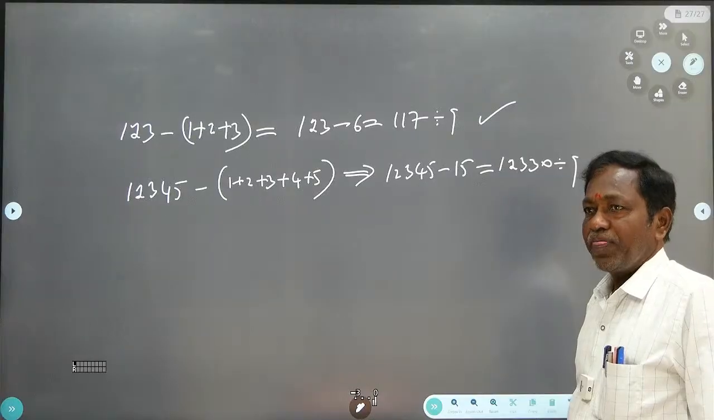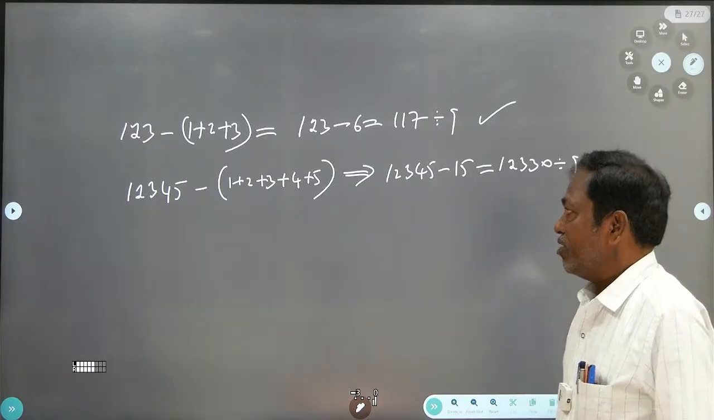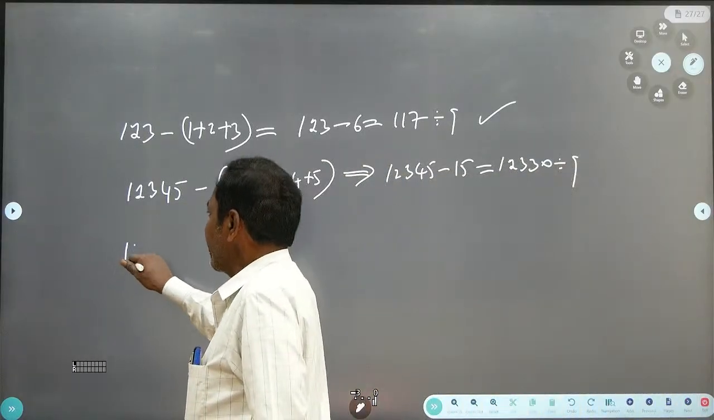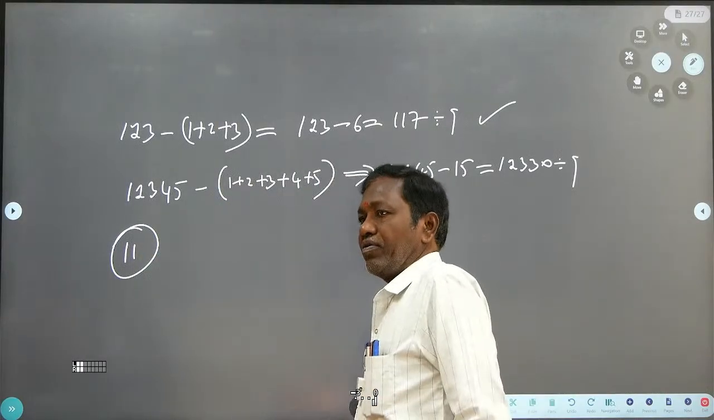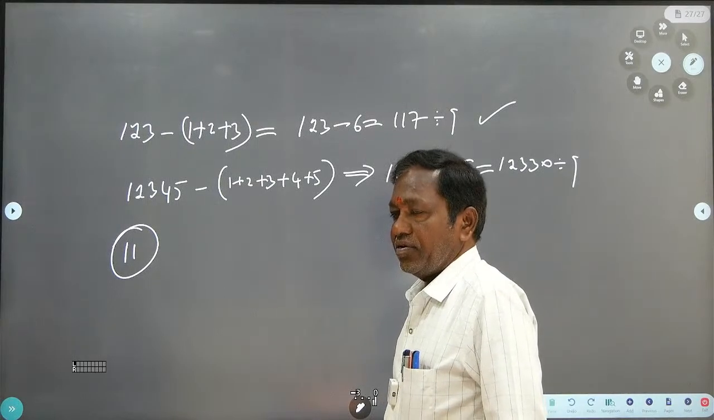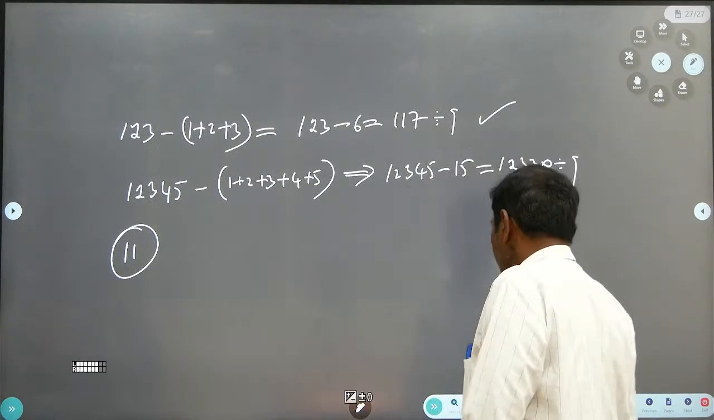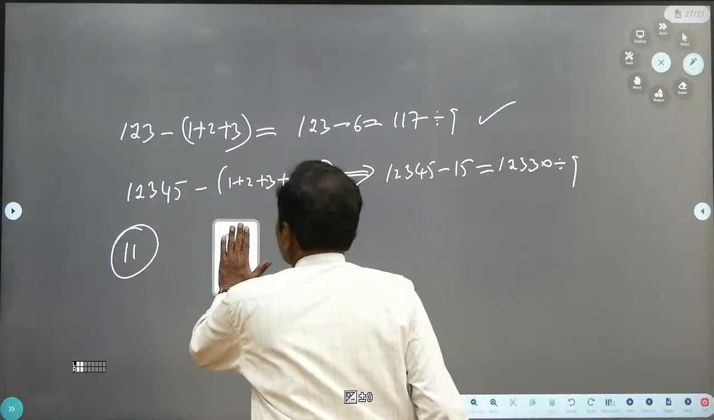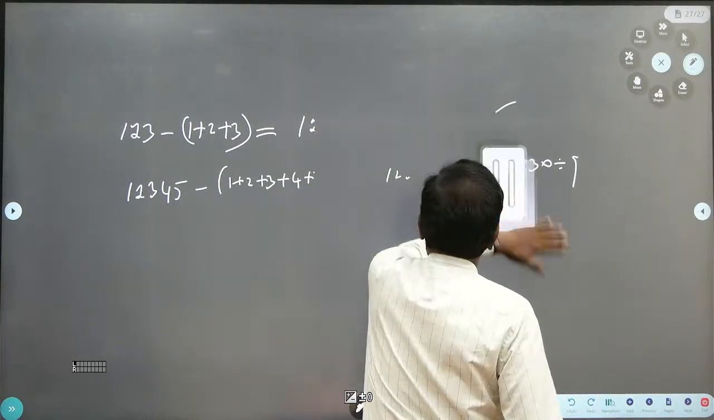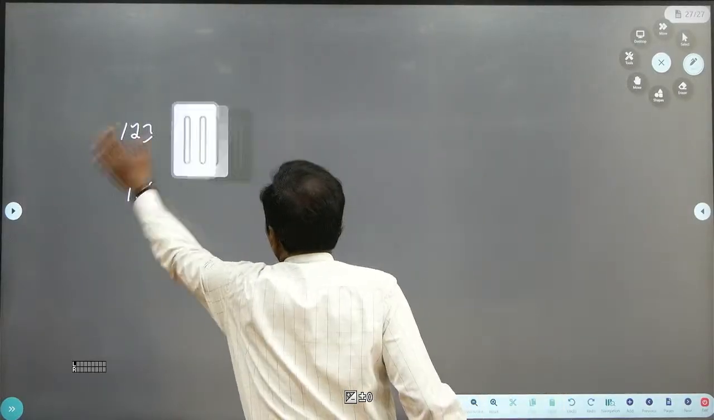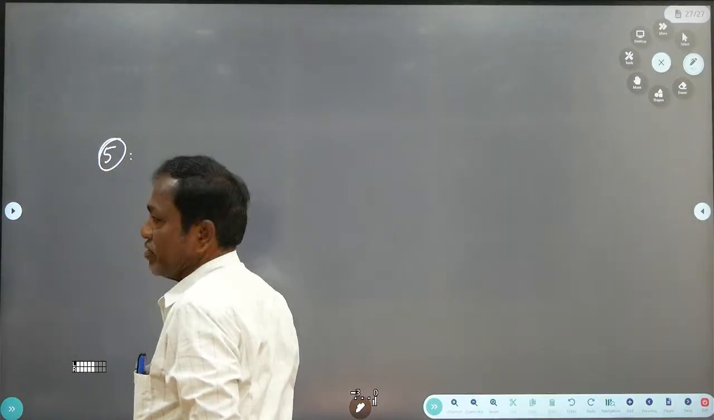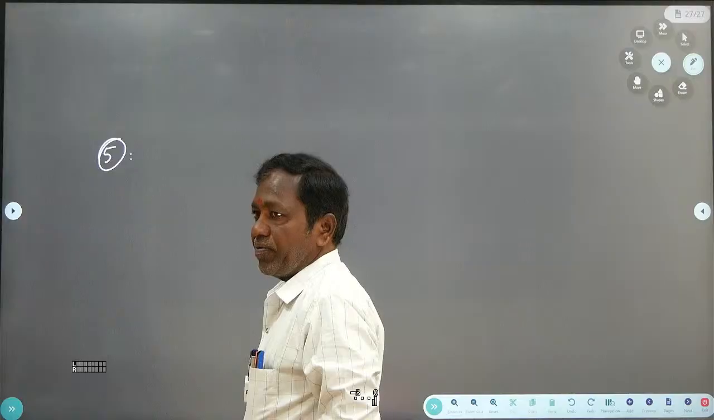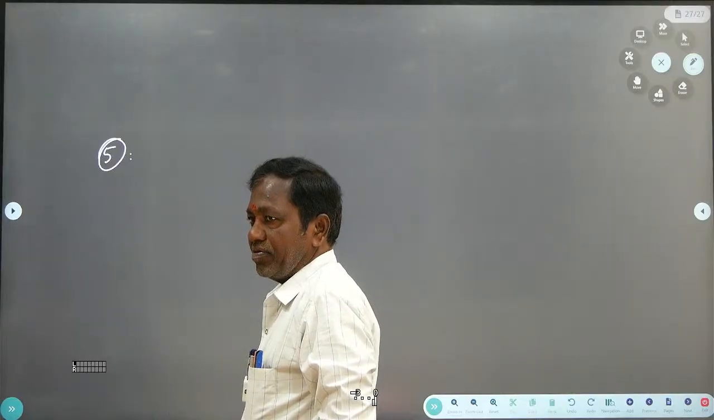Yes. What is the next number? 11. So 11 you can take. Now for uniqueness of 11 you can take. Uniqueness of 5. 5 also can be taken. How can the 5 be taken? It's the only prime number which is a factor of 5. See, if you take 5 like that, what is the uniqueness of 5? It's the only prime number which is divisible by 5.